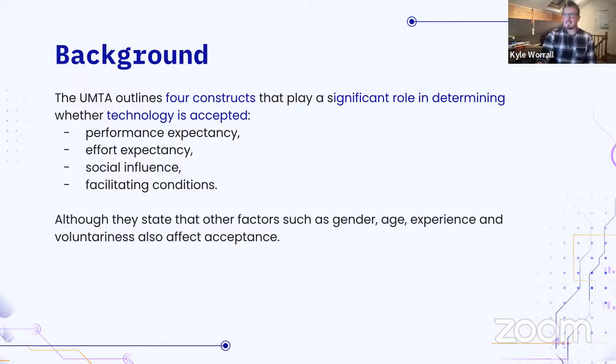So there's performance expectancy: how well do we expect the algorithm or the technology to perform? Effort expectancy is how much effort do we think it's going to take to actually get results out of it? Social influence is looking at the social stigma surrounding the technology: is it widely accepted, is it widely criticized, are there concerns? And facilitating conditions can be things like age, gender, experience, and voluntariness of use.